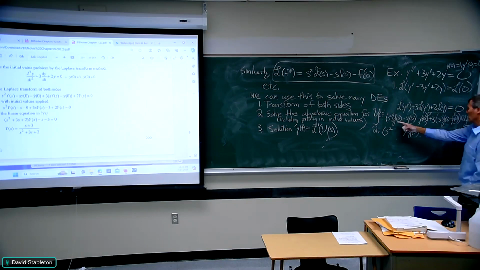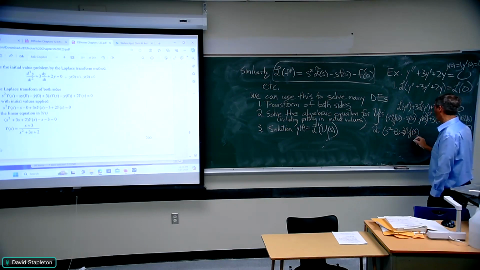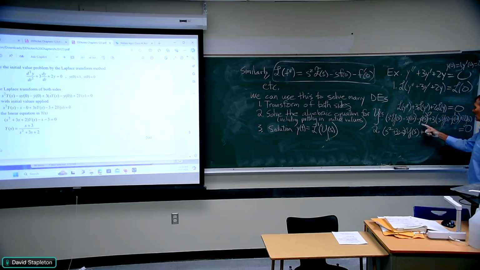So we have s squared multiplying y of s, plus 3s multiplying y of s, plus 2 multiplying y of s. That is, s squared plus 3s plus 2 multiplying y of s. Plus, what are the other terms? We've got minus s here, minus 3 here, and that's it, all equals 0.